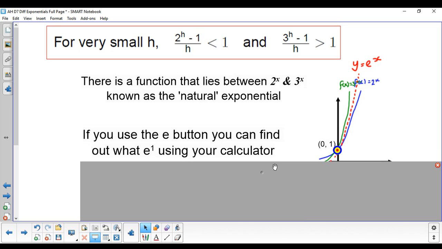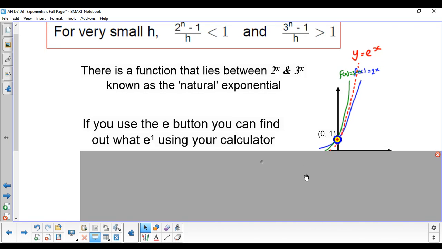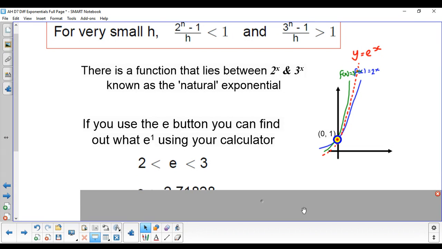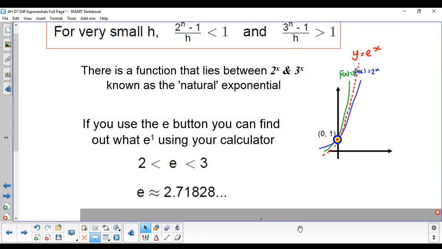If you use the e button on the calculator, you'll find an actual value for e to the 1, and you'll find it's between the 2 and the 3, and in fact it's 2.71828, on and on and on. It goes to infinity, and it's the natural growth curve, the natural exponential.